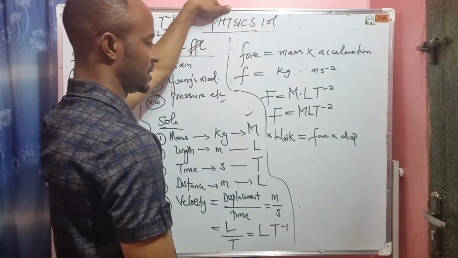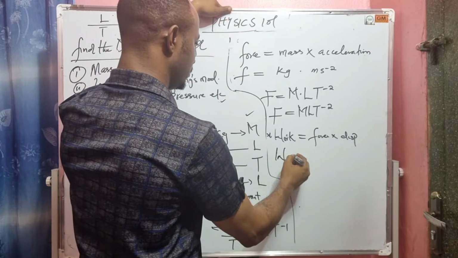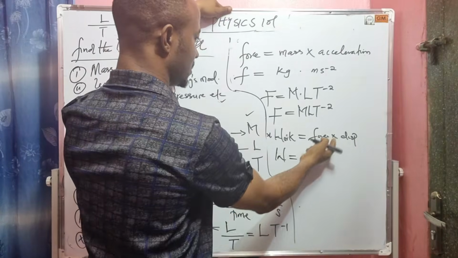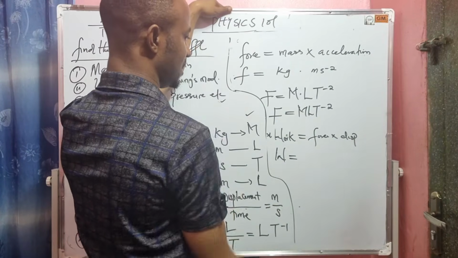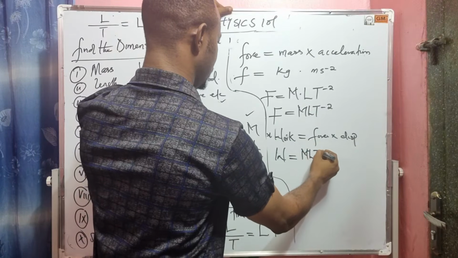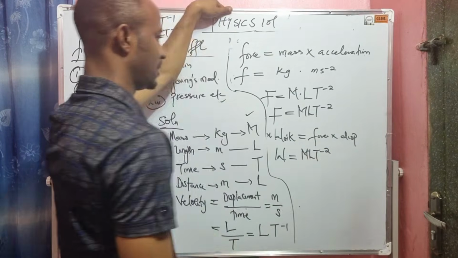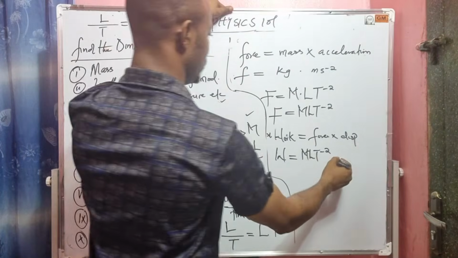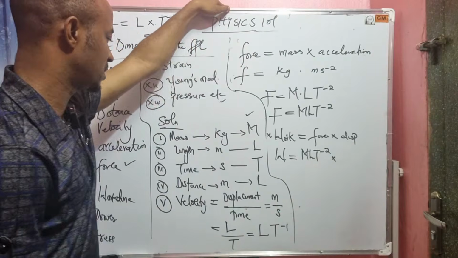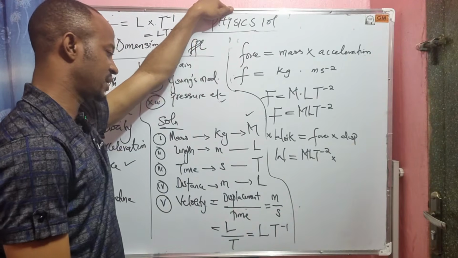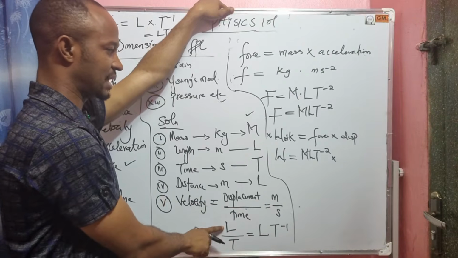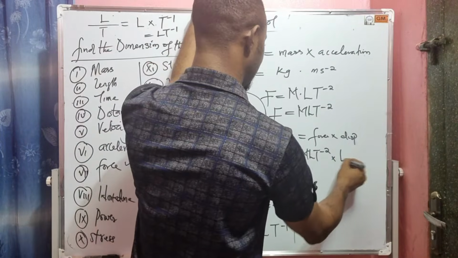Work is force times displacement. So our work done becomes what? Our force dimension, we have already gotten force as MLT minus 2. Multiply with displacement, which is measured in what? In meter. Don't forget, in meter. And the dimension of displacement is capital letter L. So here we have capital letter L.